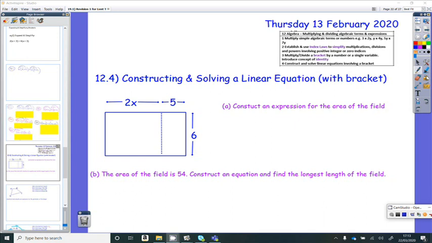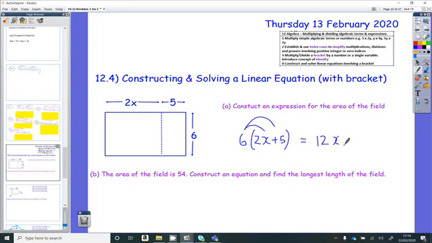So the final thing we're going to look at today, 12.4, constructing and solving linear equations involving brackets. So let's look at this example. We want to construct an expression for the area of the field. Now the field is a rectangle. How do you work out the area of a rectangle? It's base times height. So the base is this length here, 2x plus 5. And we multiply that by the height of the rectangle, which is 6. So it's that times 6, or if you like, put the 6 in front. 6 lots of 2x plus 5. So, doing the claw, 6 times 2x is 12x, and 6 times plus 5 is plus 30.